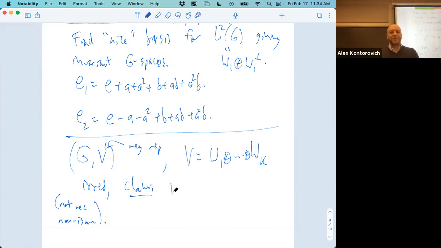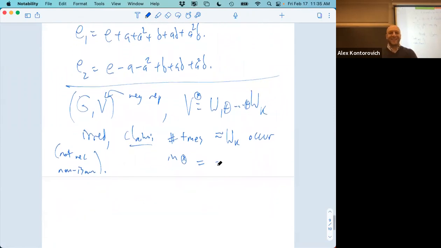My claim is that the number of times things isomorphic to W_k occur in this decomposition is equal to, anyone who doesn't already know the answer can tell me what you think the answer might be. I'll just tell you, it's the dimension. This is rather easy to prove. I guess I need the orthogonality of characters. Okay, so fact, but that's also easy to prove.